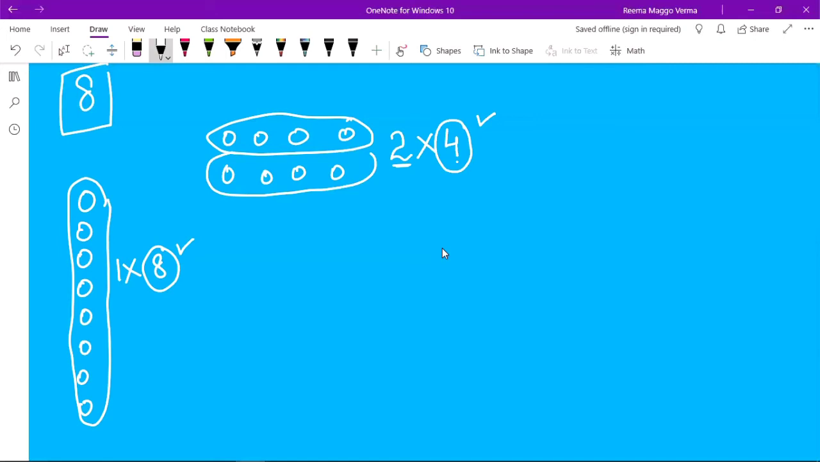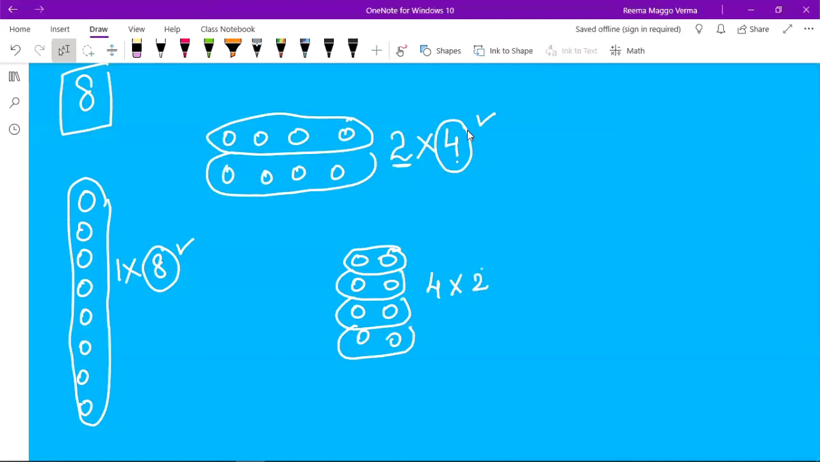Another representation, here we can see groups of 2. How many? 1, 2, 3 and 4. We can see 4 groups of 2 because we have divided 8 into equal groups of 2. So 2 is also a factor of 8.